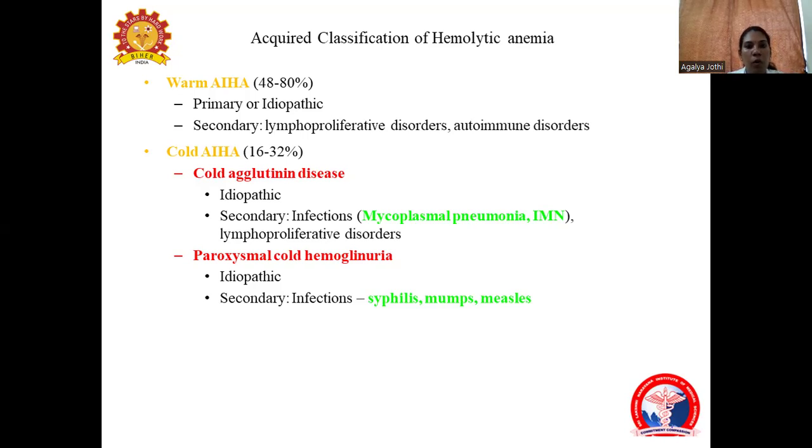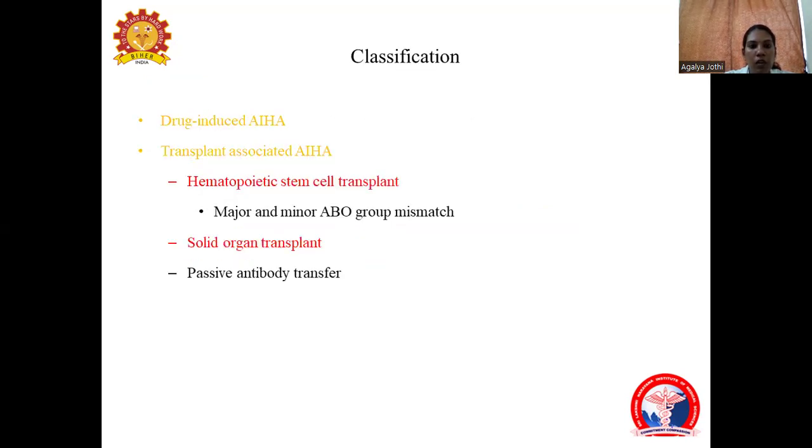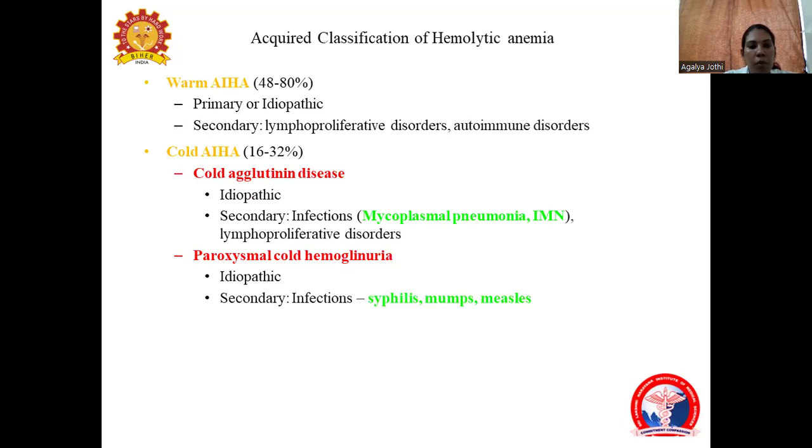Next is cold autoimmune hemolytic anemia, at 16 to 32% of cases, which includes cold agglutinin disease and paroxysmal cold hemoglobinuria. The most common cause for cold agglutinin disease is a primary disease, and secondary causes include mycoplasma pneumonia, infectious mononucleosis, and lymphoproliferative disorders. Paroxysmal cold hemoglobinuria is idiopathic or secondary to infections like syphilis.